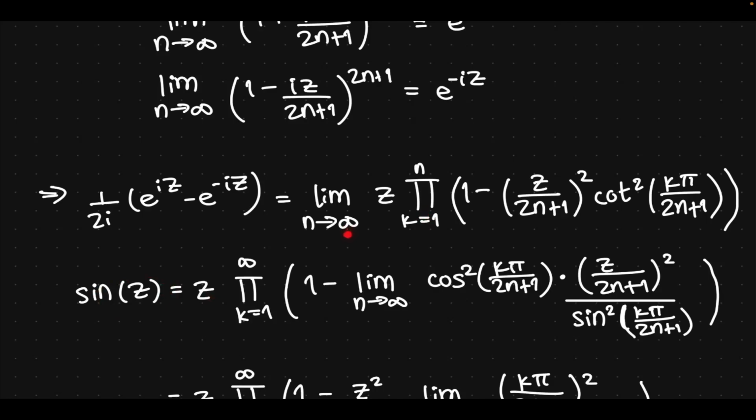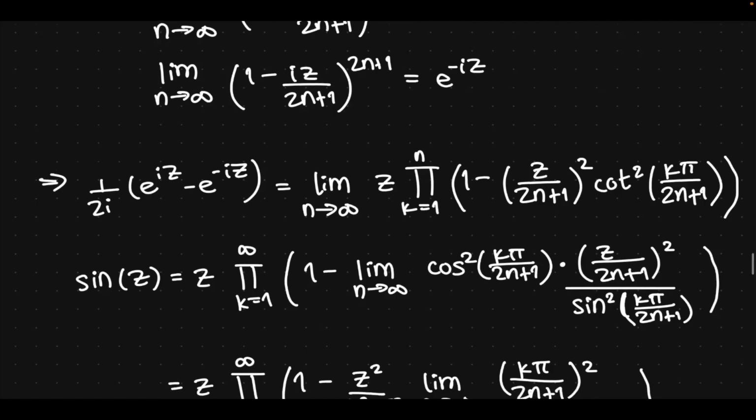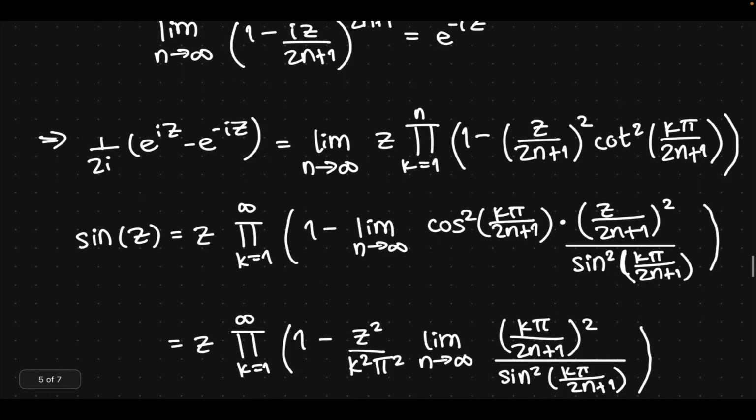Now, to take the limit inside a product like this, you need some theorems. I'm going to bypass that for now because it actually holds. I just don't want to get into too many details. We have the product from k equals 1 to infinity. We have 1 minus the limit as n goes to infinity of cosine squared of k pi over 2n plus 1. I'm just splitting the cotangent as cosine squared over sine squared because I can use some nice properties. And then we have z over 2n plus 1 squared, and then the sine from the cotangent in the denominator.